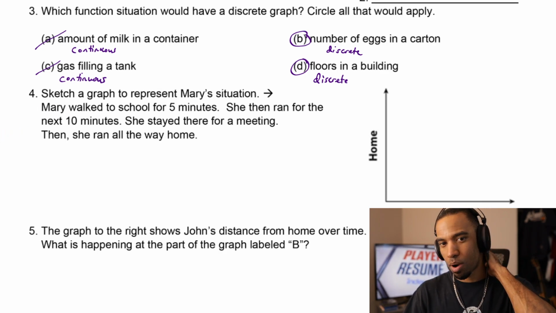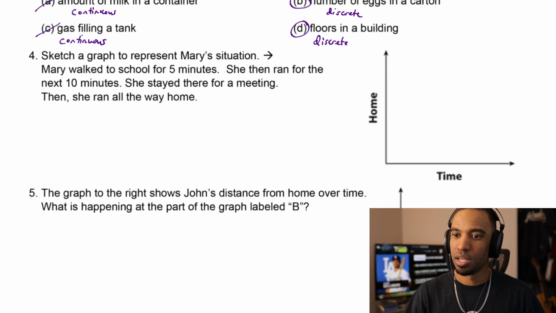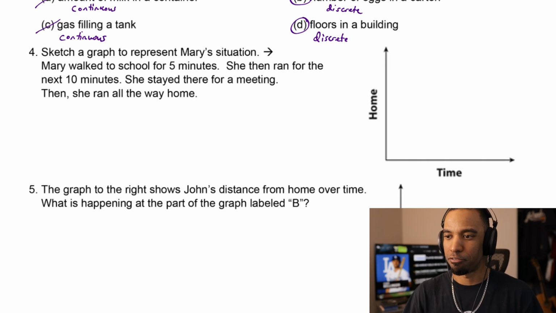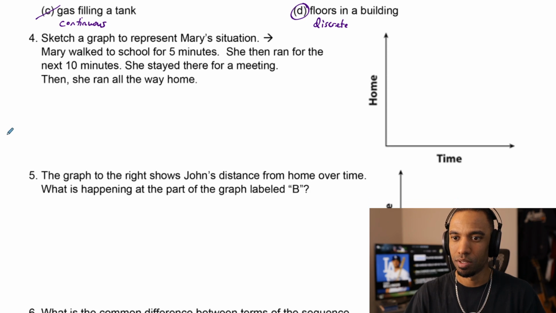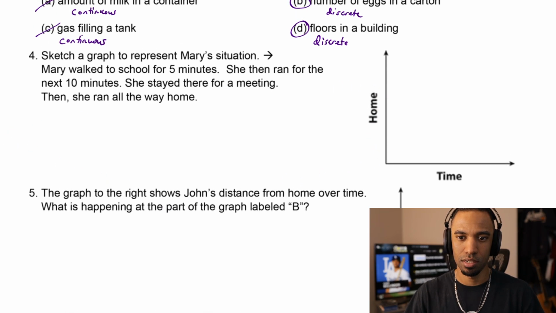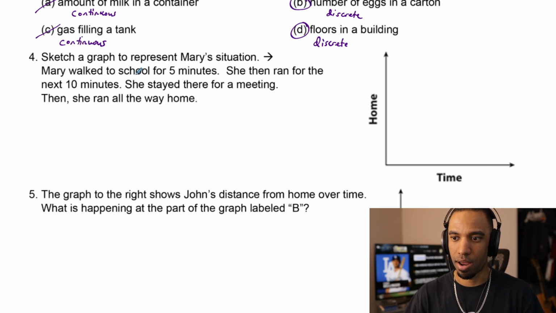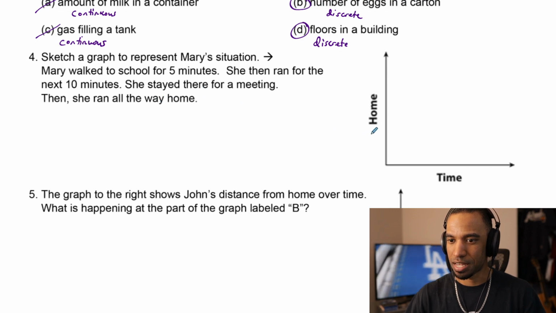Number 4, sketch a graph to represent Mary's situation. Mary walked to school for 5 minutes. She then ran for the next 10 minutes. She stayed there for a meeting. Then she ran all the way home. Mary. If you run in at someone, you be scary. All right. She walked to school for 5 minutes, ran for 10, stayed there for a meeting.